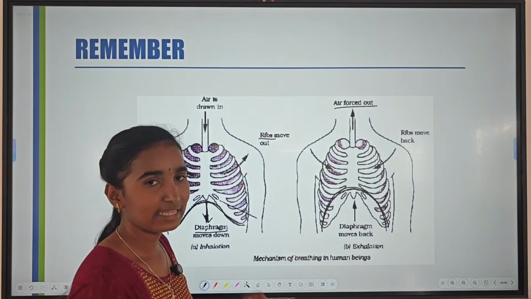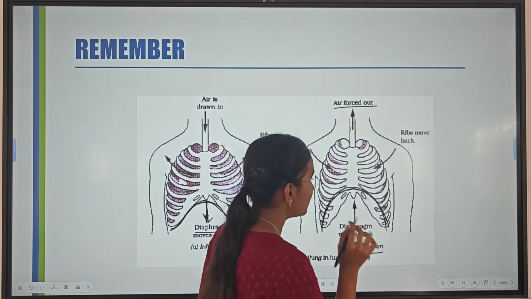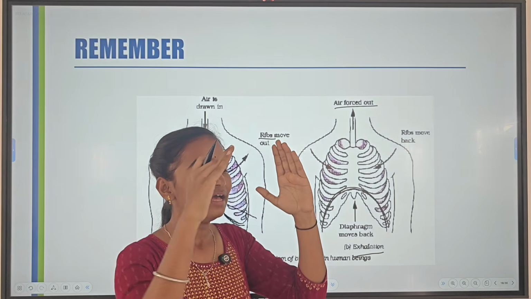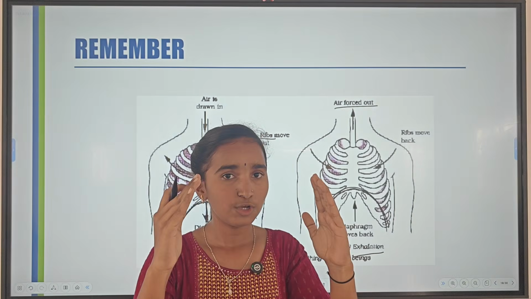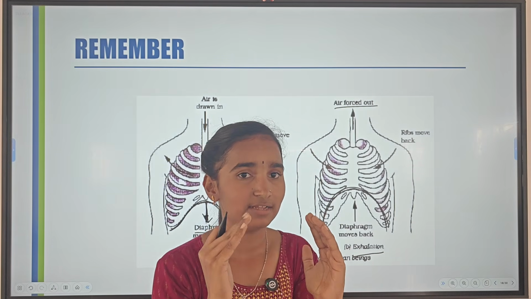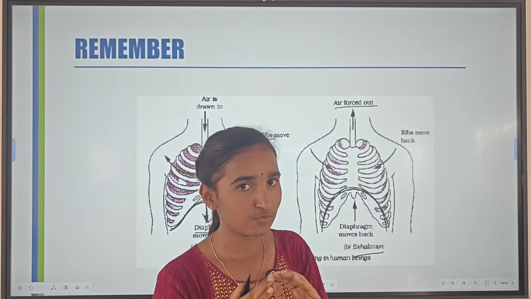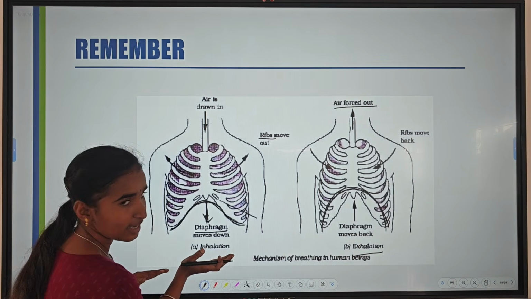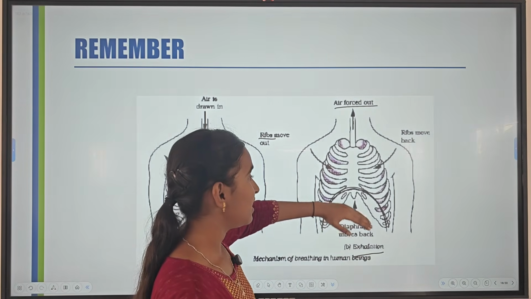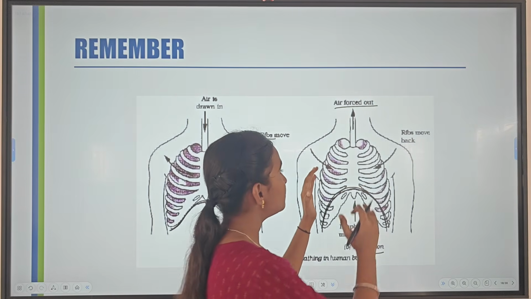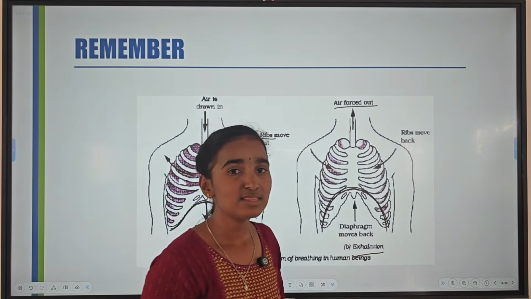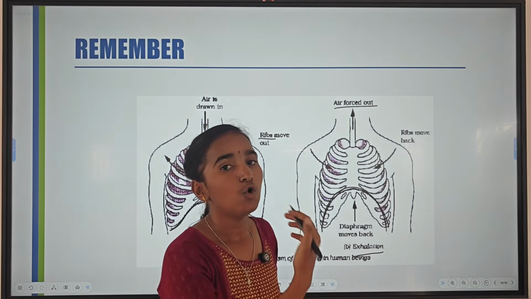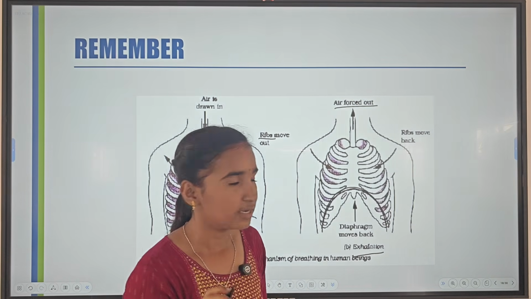This is in inhalation. During exhalation, the ribs move back. During inhalation they moved outwards, and now they come inwards and downwards. And the diaphragm that was downwards during inhalation moves back up. This decreases the space inside the chest cavity. This forces the air to go out through exhalation.